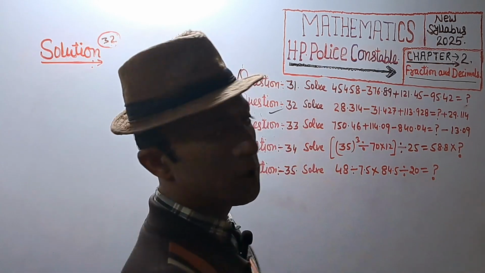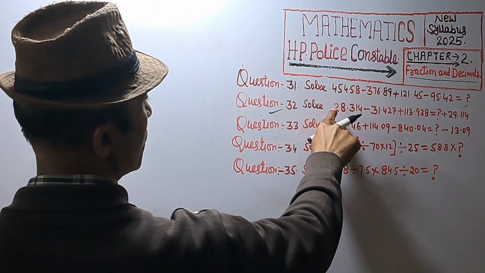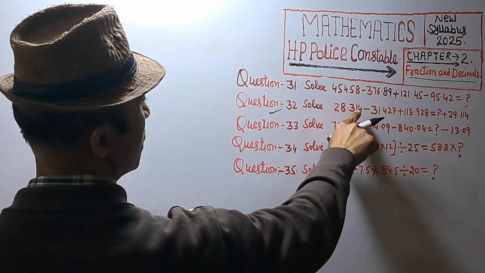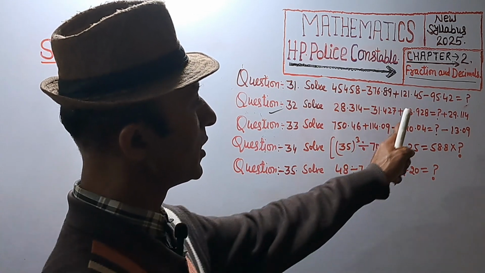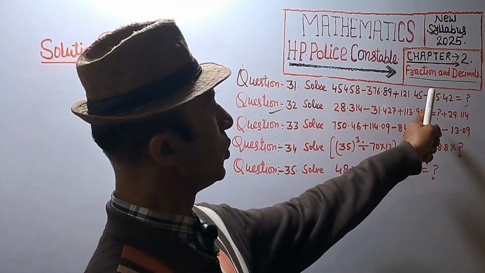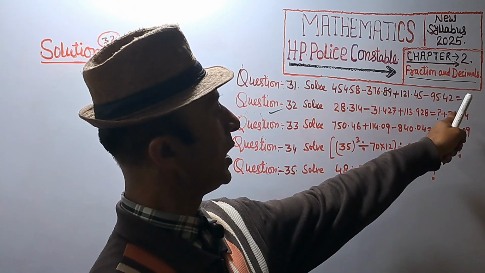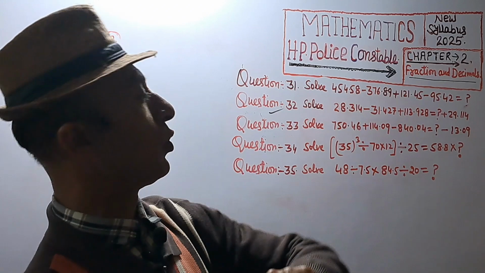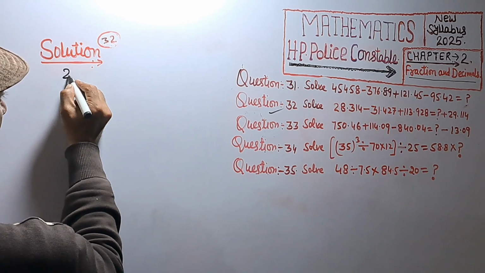Next question is 32. Solve 28.314 minus 31.427 plus 113.928 equal to sign of interrogation plus 29.114.